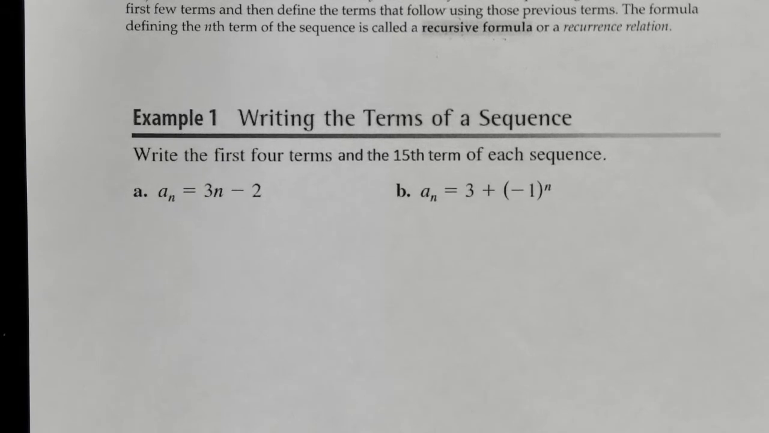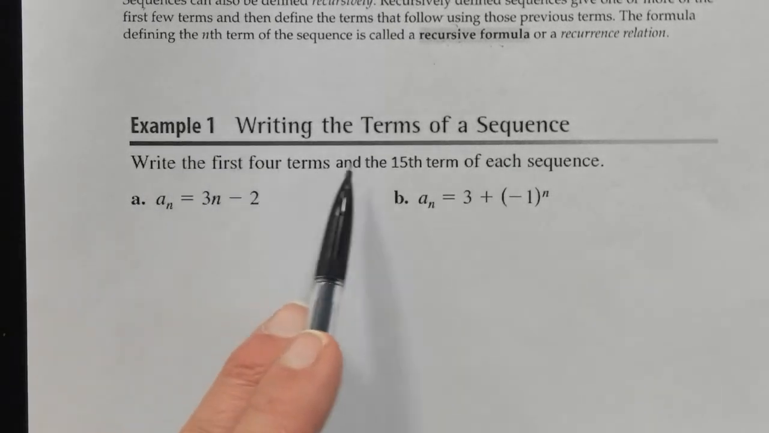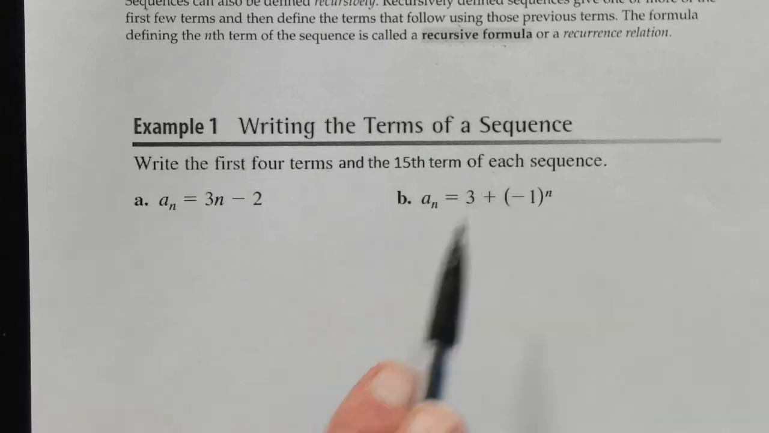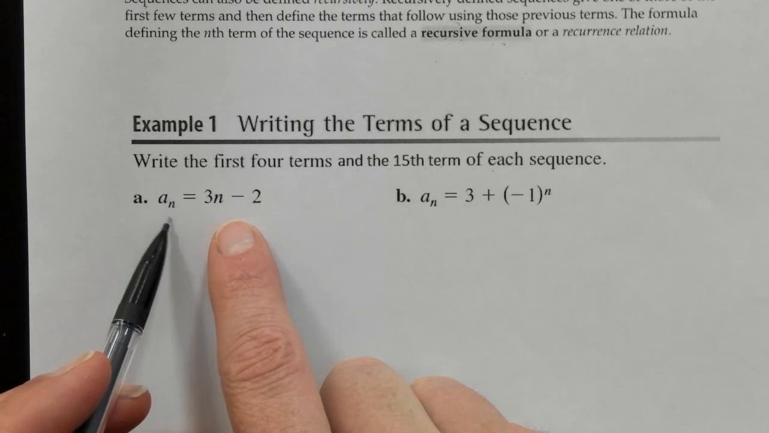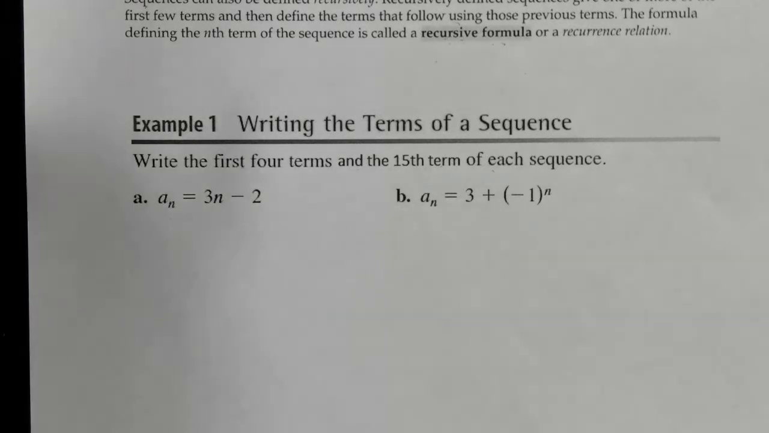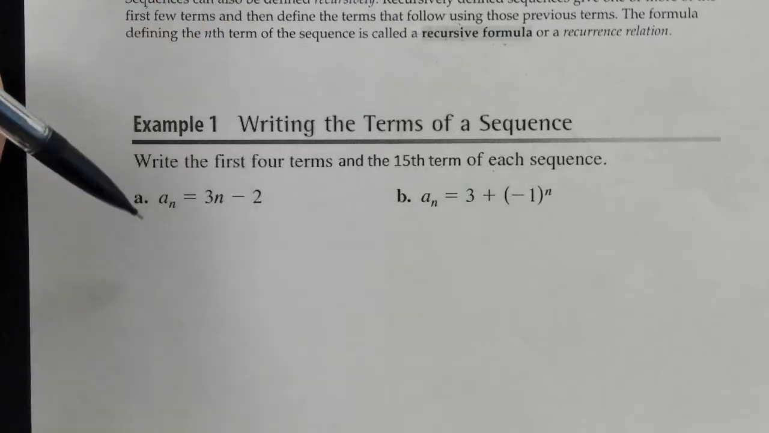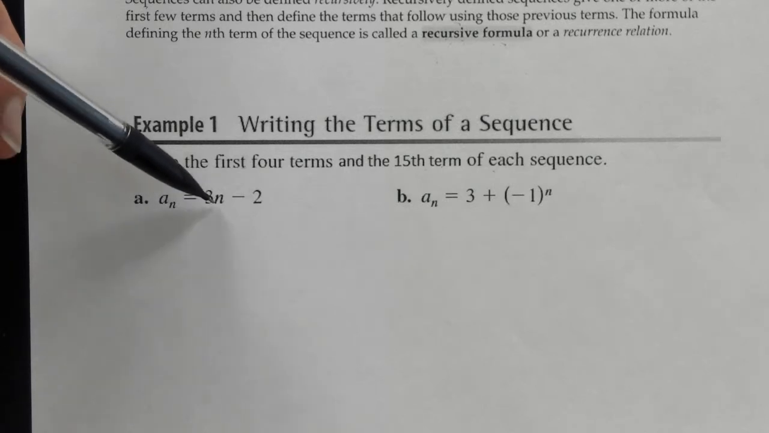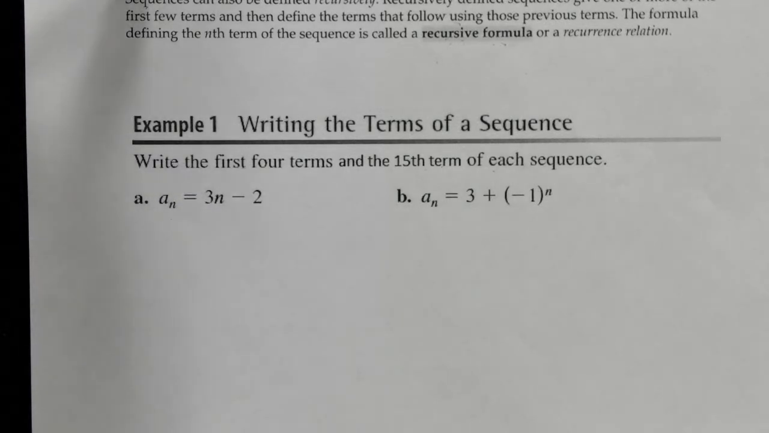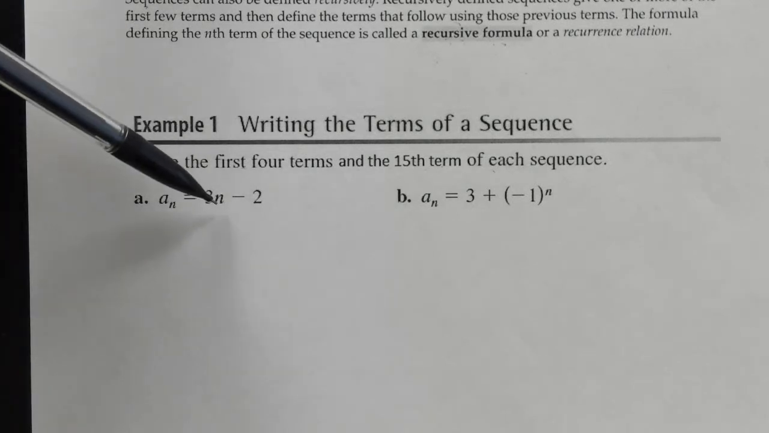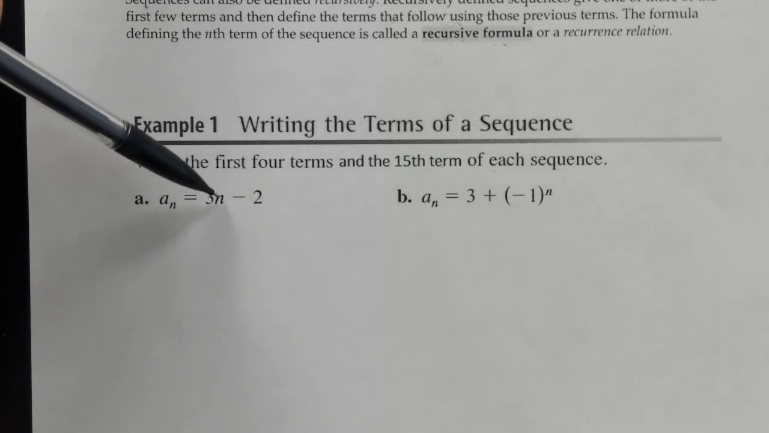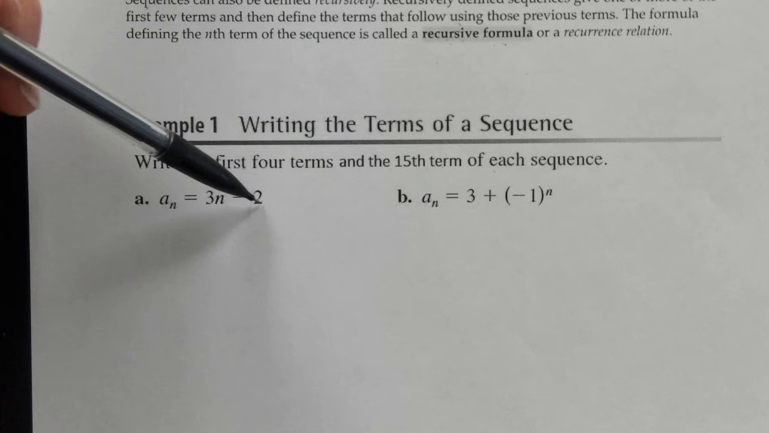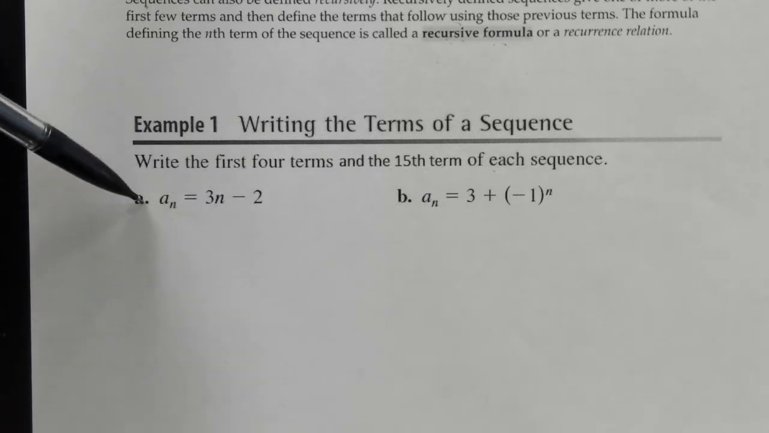So here's our first few examples. It says write the first 4 terms and the 15th term for each sequence. Take a look at the formula that I've been given. The first thing you should be able to do is recognize whether this is the explicit formula or the recursive formula. Remember, it's defined in terms of n, which means it's the explicit formula. I could plug anything I want in for n and get that term. Like if I wanted the 100th term, I could plug in 100. 100 times 3 is 300, minus 2 is 298, which would be the 100th term in this particular sequence.